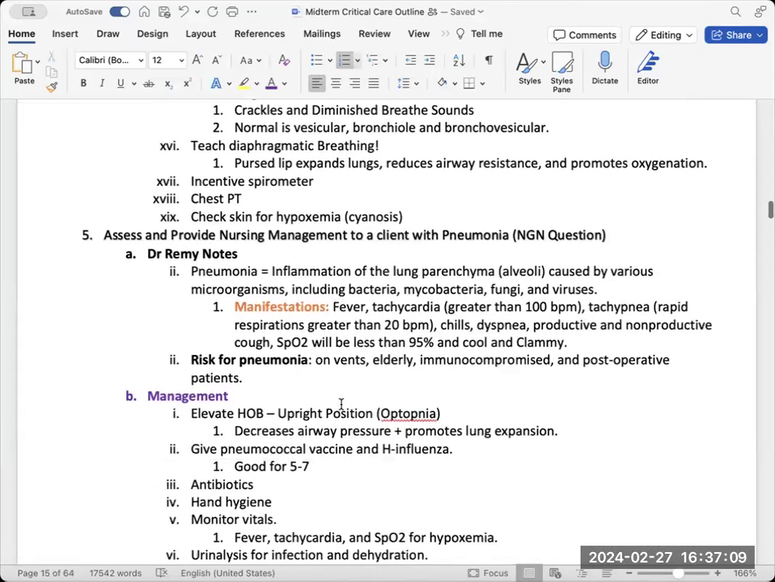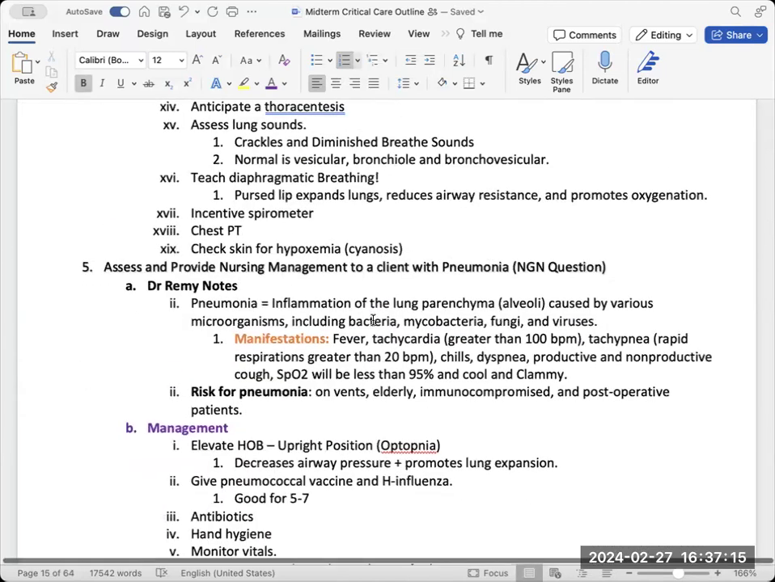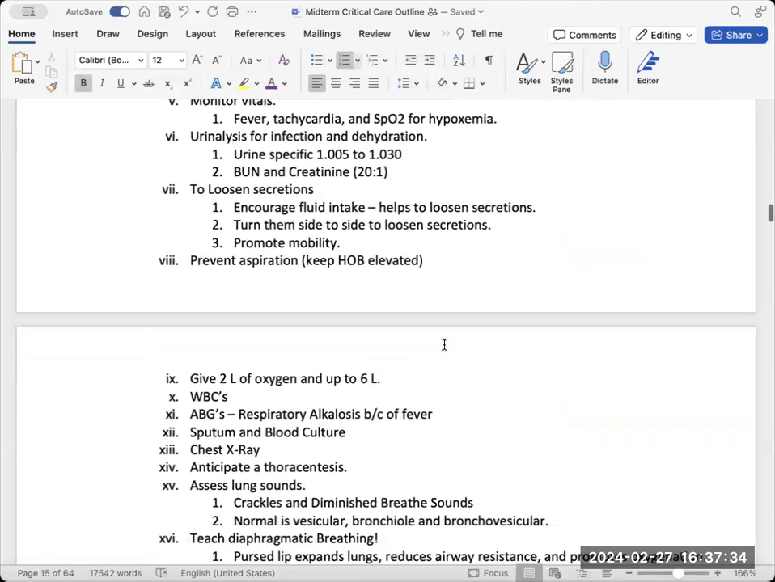So like I said, I'm not going to go into the management, but depending on the type of pneumonia, we could see fevers. We'll definitely see tachycardia and tachypnea because it's a respiratory problem, right? Dyspnea, productive or non-productive cough. Like I said, if it's bacterial, it will be productive. SpO2, because it is pneumonia, is going to be less than 95, and they could also be cool and clammy. Okay.